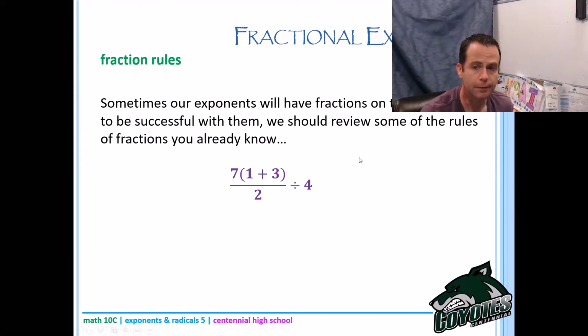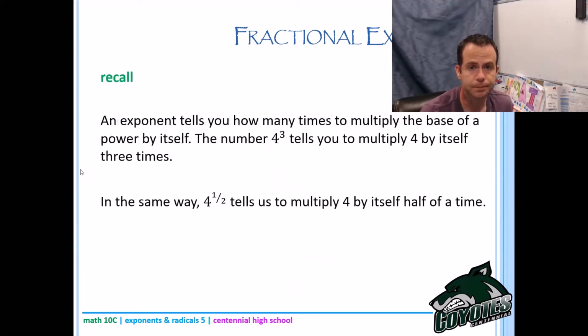Okay, some of you may have seen this and said, okay, I have to do the 1 plus 3, so that's 4. 4 divided by 4 is actually 1, so that's gone, and I'm left with 7 over 2. The answer is 7 over 2 or 3.5, however you'd like to do that. Okay? All right, now let's get on to what we actually want to learn today.